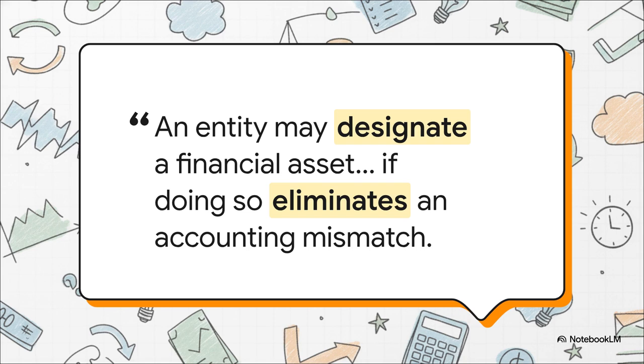Sometimes, the rigid classification rules force an asset and its related liability into totally different measurement buckets. That creates a mismatch, making the company look artificially volatile. Well, IFRS 9 allows management to optionally designate both items as fair value through profit or loss, right from the very start. That restores logical economic balance to the financial statements.